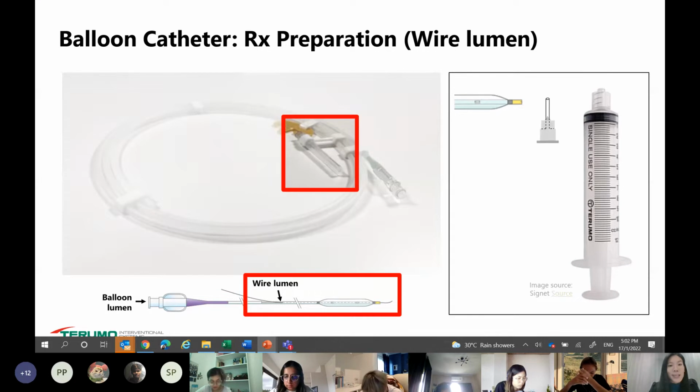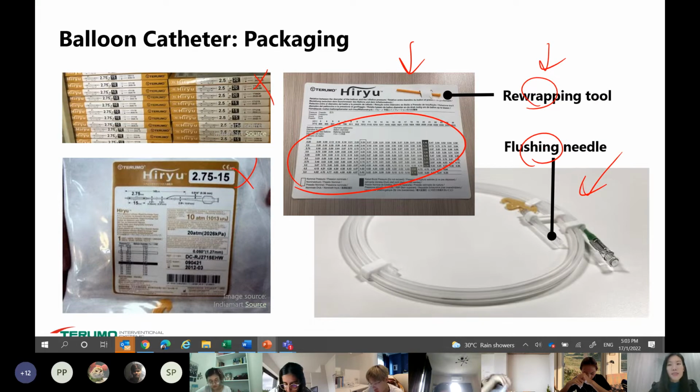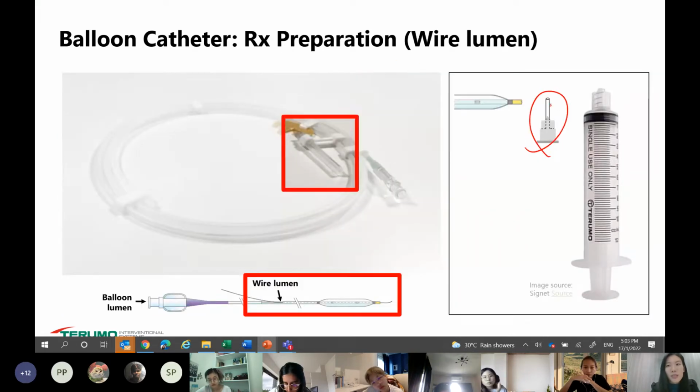Now, the preparation of this rapid exchange balloon catheter. As I mentioned, for rapid exchange balloon catheters, there are two lumens, the wire lumen and the balloon lumen. The wire lumen you can prime or prepare by inserting this flushing needle, which is quite small, into the end tip of the catheter. When you insert it here and flush it through, the wire lumen is flushed, and the wire exits here.